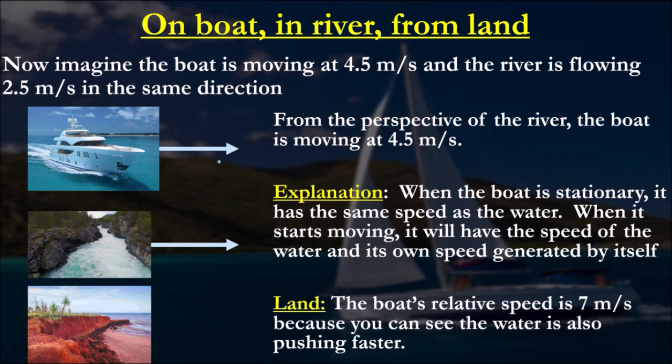Now, obviously, if the river's not flowing, then it would have a velocity of 0. When it starts moving, it will have its own speed, but it will also have a speed generated by the water as well. So that's why we have to add the speed of the water component on with the questions we talked about there. If we were looking at the perspective on land, the boat's relative speed would have to be 7 meters per second, because you will see the water pushing the boat faster as well.